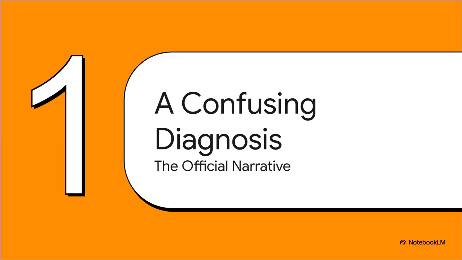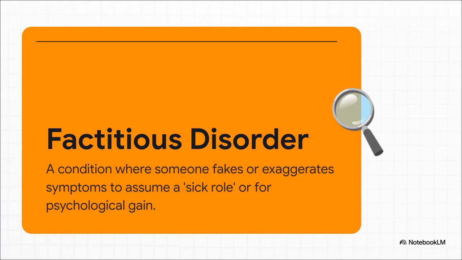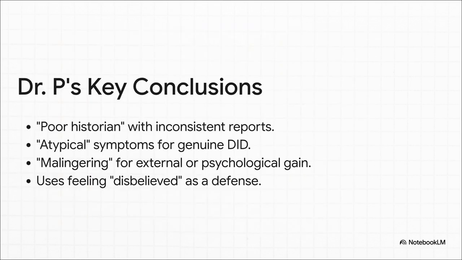You know, every story has an official version. And in this case, that version was written by the lead clinician, a man we'll call Dr. P. And he built a very, very specific narrative to explain what he thought was happening with his patient. So the diagnosis at the very core of Dr. P's story is something called factitious disorder. Basically, what he concluded was that the patient was faking it, or at the very least, dramatically exaggerating her symptoms. He believed she was trying to seem more psychologically disturbed than she actually was, all to kind of fit into this sick role.